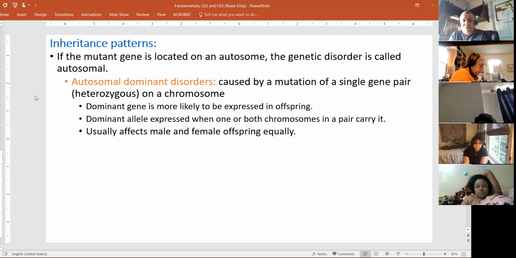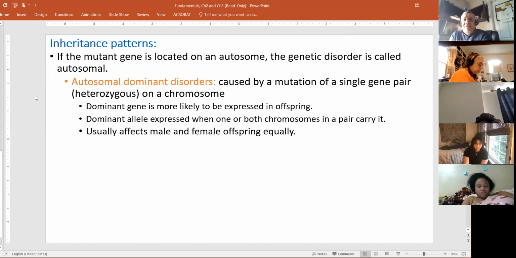The patterns of inheritance, we have autosomal dominant disorders, recessive, and sex-linked or X-linked.